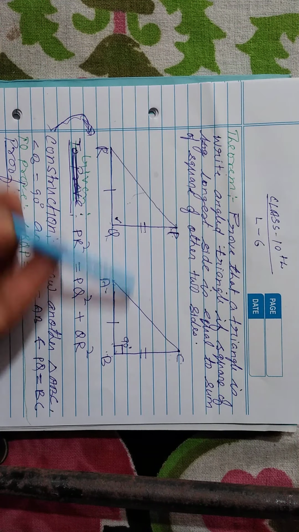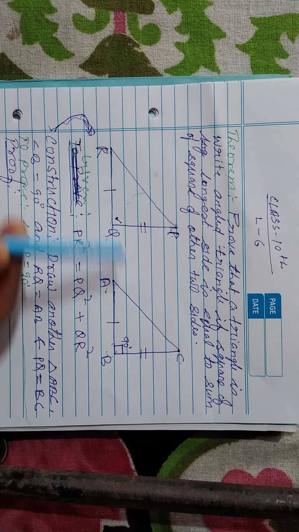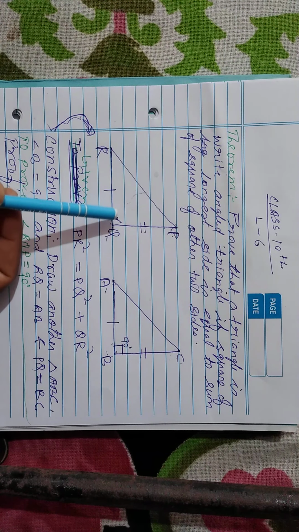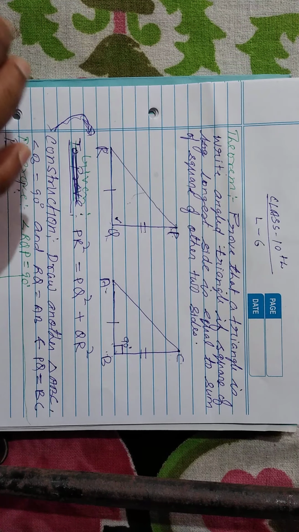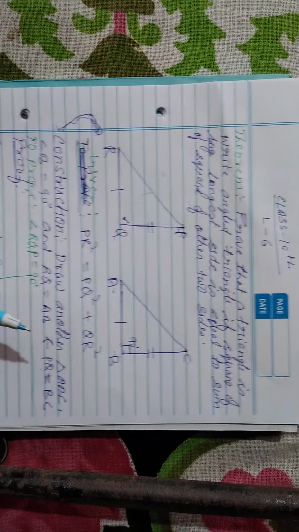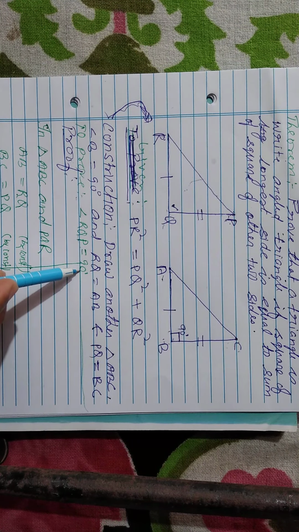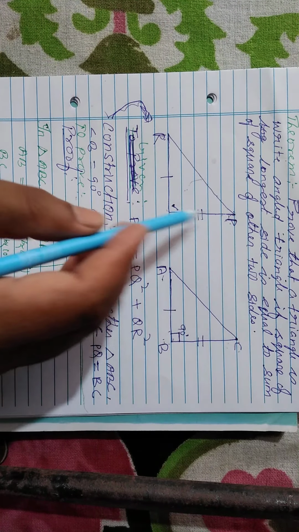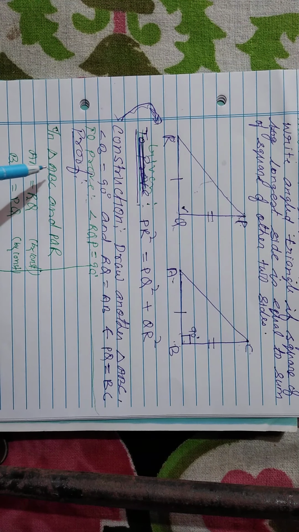If both triangles are congruent to each other, then angle B is equal to angle Q. If angle Q is equal to 90 degrees, then the triangle is a right angle triangle, hence proved. So to prove that angle RQP is equal to 90 degrees, then triangle RQP becomes a right angle triangle. Now we prove this theorem.